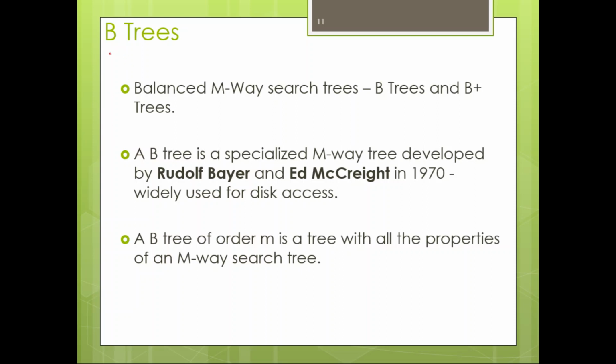Now with this knowledge, let us go to B trees. Okay, so what are B trees? B trees are balanced M-way search trees. Okay, B trees and B plus trees are balanced M-way search trees.